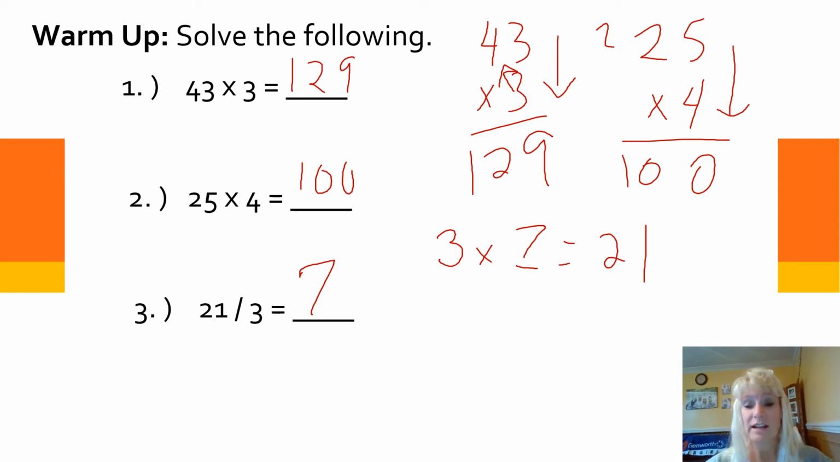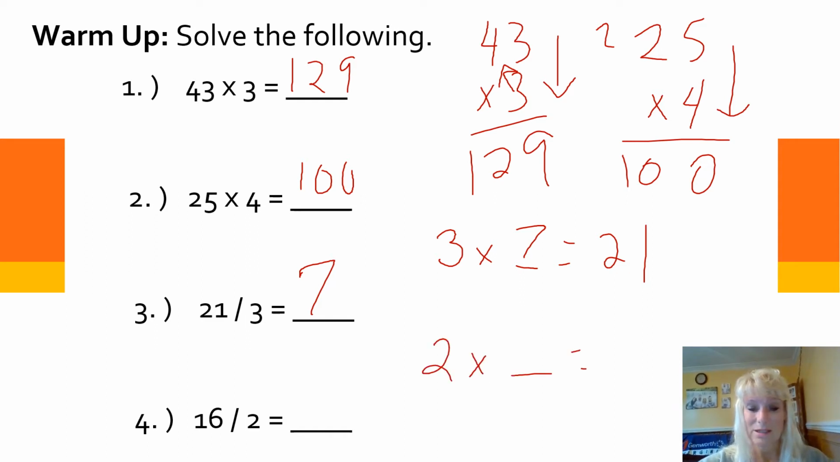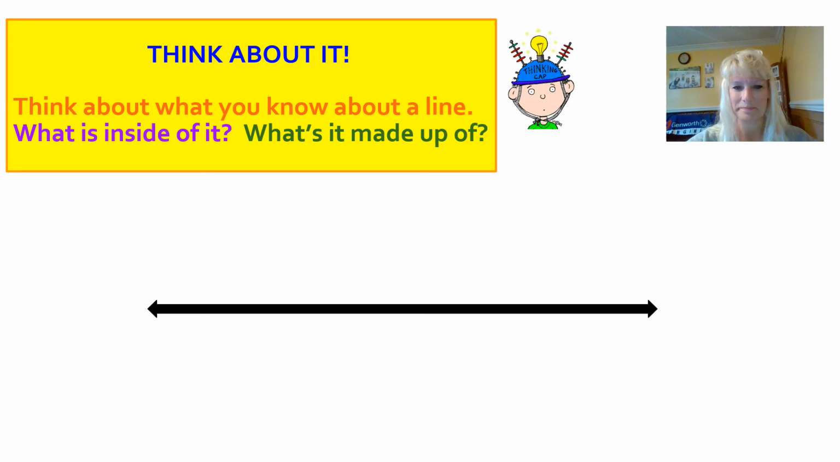Next one, we're going to divide as well. Figure it out for yourself and then come back. Okay. We should have said 2 times what equals 16, and that is 8, and that's why 8 goes there, because then if 2 times 8 is 16, then 16 divided by 2 would be 8.